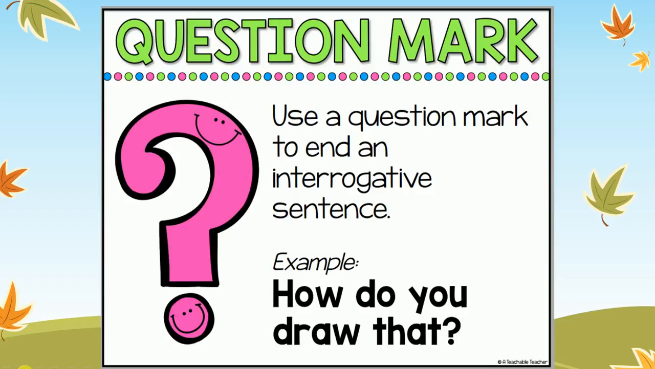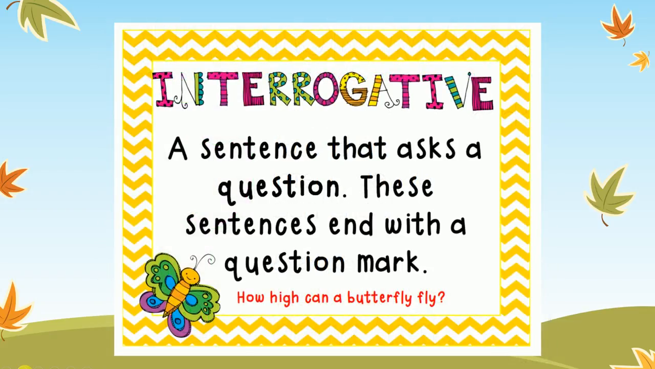Our final end mark is a question mark. You use question marks to end an interrogative sentence. So an example is, how do you draw that? Interrogative sentences are ones that ask questions. These sentences end with a question mark. So an example is, how high can a butterfly fly?